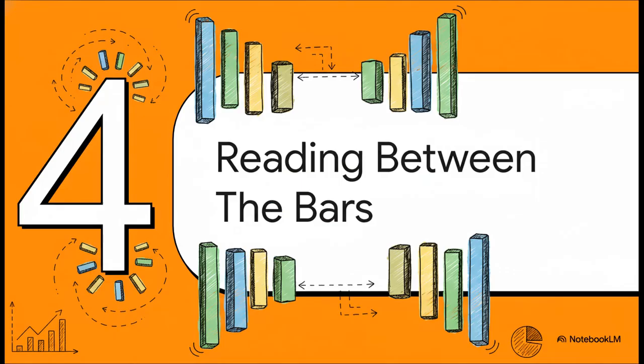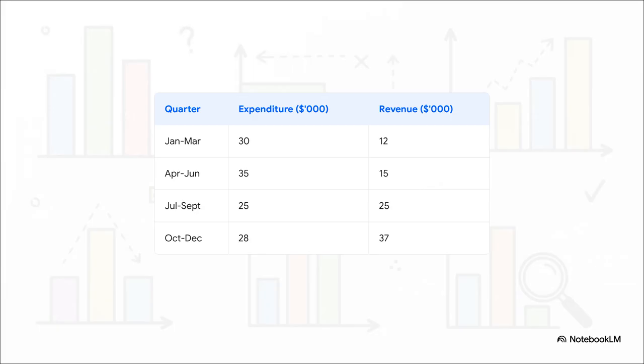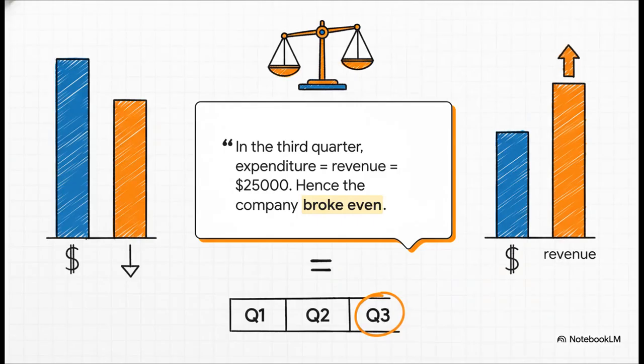But bar graphs can do way more than just show one set of numbers. They get really powerful when you start reading between the bars, comparing different sets of info side by side. For example, check this out. This chart shows a company's expenditure, that's the money it spent, and its revenue, the money it brought in over a year. By putting those bars right next to each other, we can immediately see the financial story of each quarter. This is such a great example of that power of comparison.